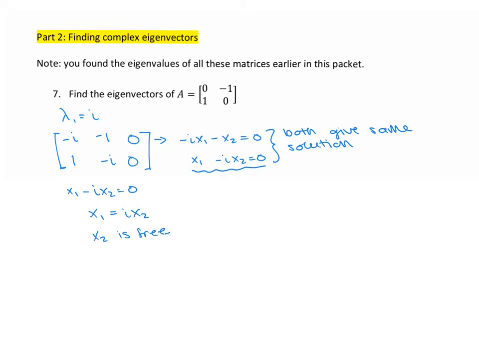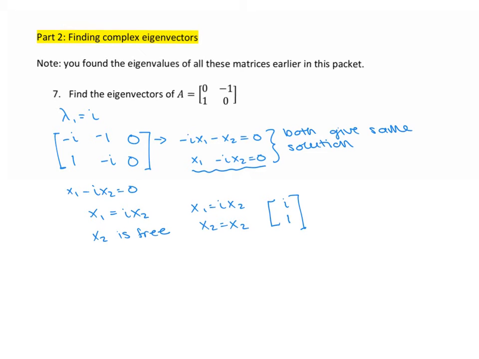And let's see if we remember how to do this. If x1 is i x2 and x2 is free, that would mean that x2 is x2. This is going to give us the vector i, 1. And hopefully we remember how to go from this form to vector form. I know that I'm making this video before we have our Zoom class, but we're going to do it as part of the Zoom class a little bit, so hopefully we remember.